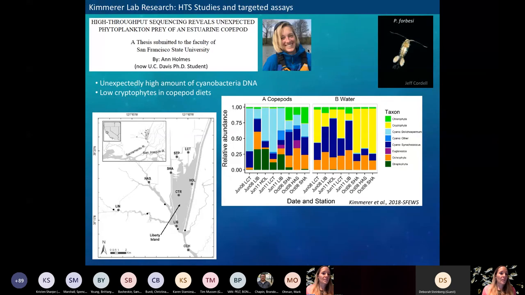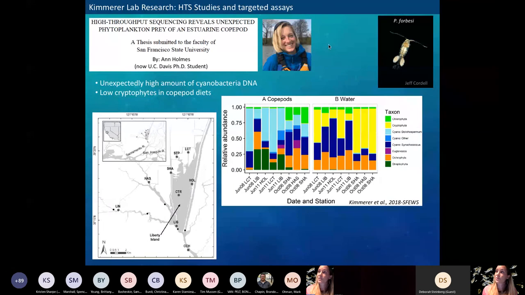Okay. Now I'm going to get into some of the studies in the Kimmerer lab and my own work, primarily using genetic techniques to look at zooplankton feeding and zooplankton food web studies. This first one was a study done by Anne Holmes, who may be online. She was a master's student in the lab, now a UC Davis PhD student. And she did some great work doing high throughput sequencing to look at the diet of Pseudodiaptomus forbesi. She essentially sequenced the prey in the copepod guts, compared that to what was in the water, and found an unexpectedly high amount of cyanobacterial DNA and low cryptophytes in the diets, in relative abundances.